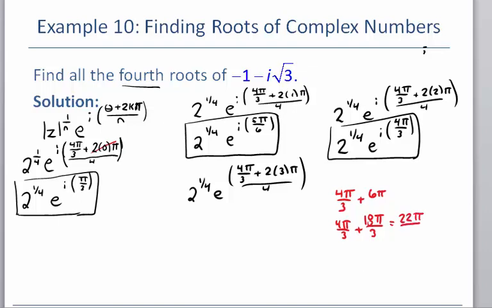So we have 22 pi over 3, and then we're going to divide by 4, which is the same thing as multiplying by 1/4. So I have 22 pi over 12, which is going to reduce to 11 pi over 6. And so we now have our fourth root, which will look like this.